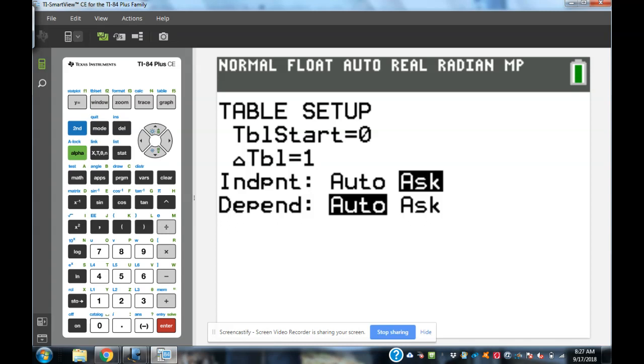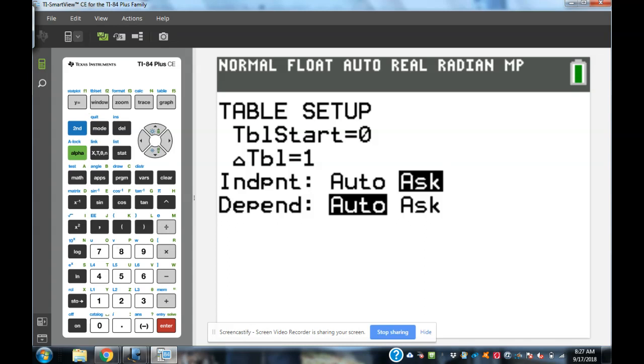Make sure that the dependent is on automatic. Okay? Independent on ask, dependent on automatic. The independent is X, the dependent is Y. Okay? Doesn't matter what numbers are here, just that this is ask and this is auto. Everybody set that way? If you're set that way, then the next thing's going to make a lot of sense.